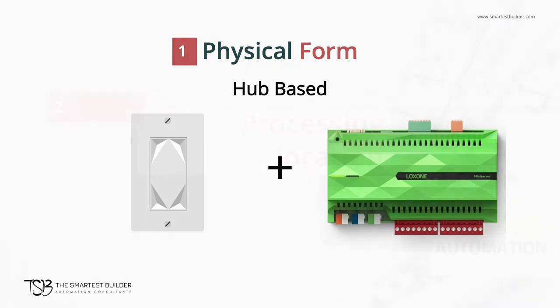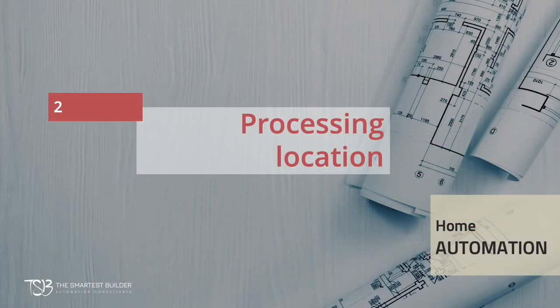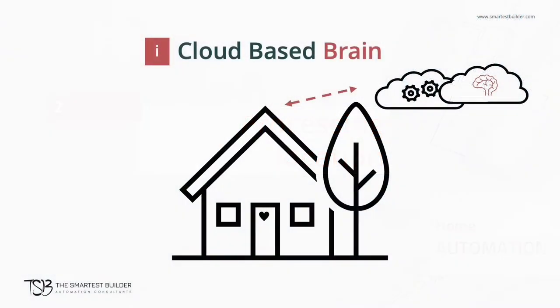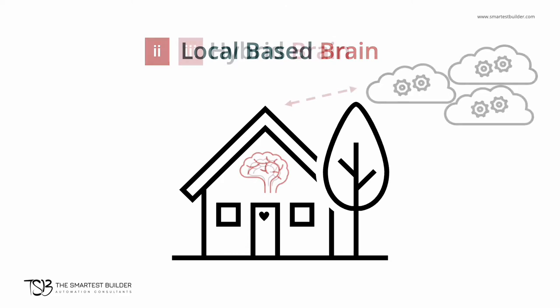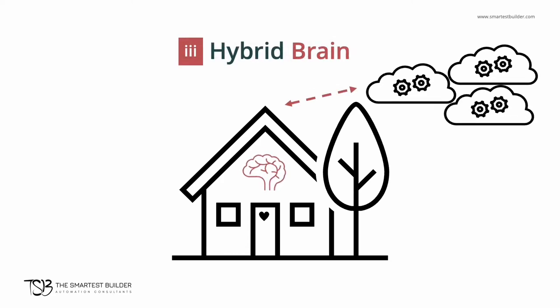The second and most important characteristic of home automation is the brain location of the system. Essentially, where does the automation command come from? The first is a cloud-based brain. When you tell the light to turn on, the signal goes over the internet to the manufacturer's server, which then sends a command back to the light switch to turn on. The second, and our preference, is a local-based brain. When you tell the light to turn on, the signal goes over the intranet, which is your local network, to a hub or a gateway, which then sends a command to the light switch to turn on. And finally, there is a hybrid brain, which is essentially a combination of both.